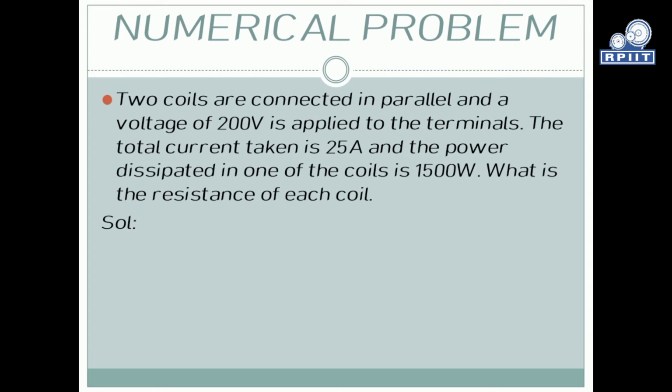Now we will discuss a numerical problem. Two coils are connected in parallel and a voltage of 200 volt is applied to the terminals. The total current taken is 25 ampere and the power dissipated in one of the coils is 1500 watt. What is the resistance of each coil? So here we will find the resistance of each coil.